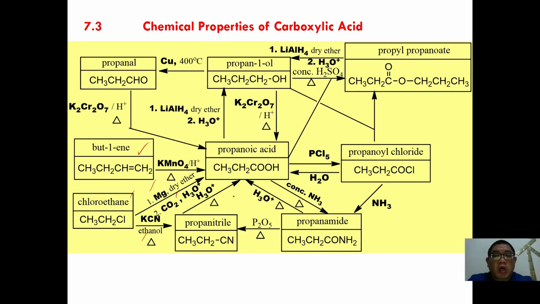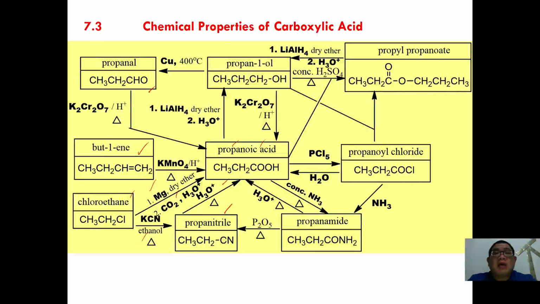acidic hydrolysis. And then you can also react by oxidizing propan-1-ol to become carboxylic acid. Or you can also use aldehyde, oxidized to become carboxylic acid. Now, there are also other alternative methods.